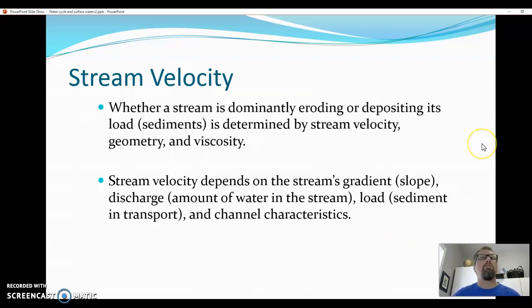Again, the stream table does a good job of helping us see this much quicker, as we can actually watch a stream evolve and change over time, as opposed to going out and looking at sections of a stream that are static. They're in one phase, but over a larger length of time, they would change and morph.